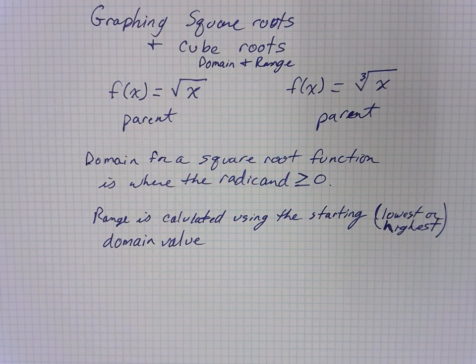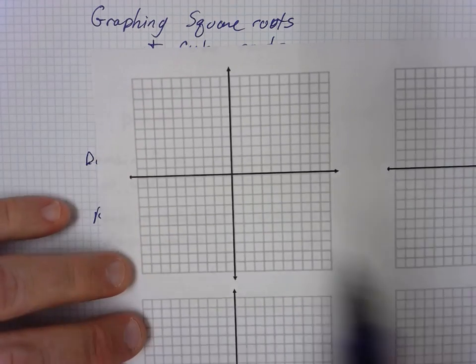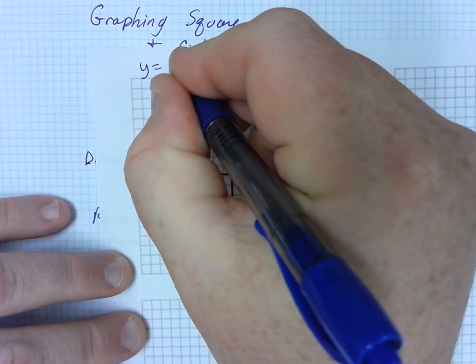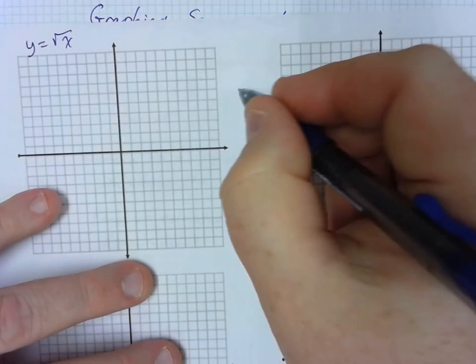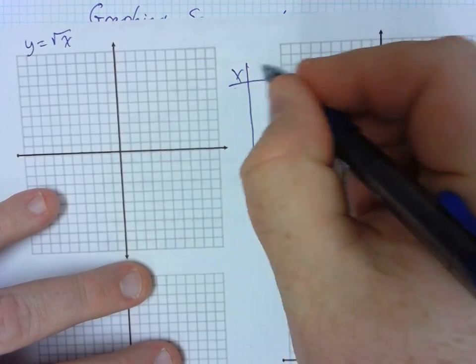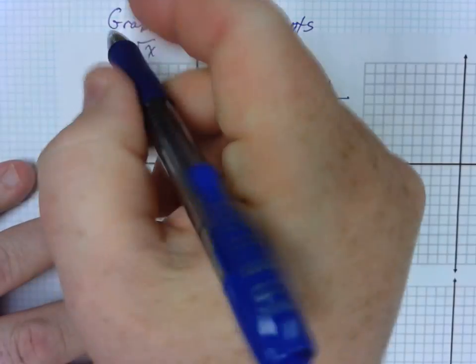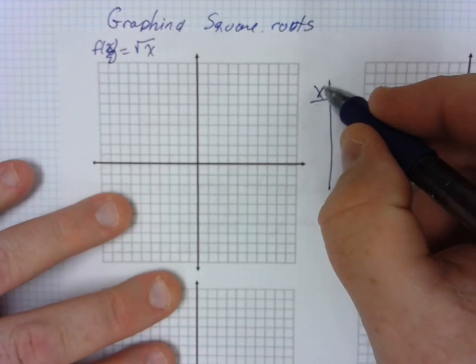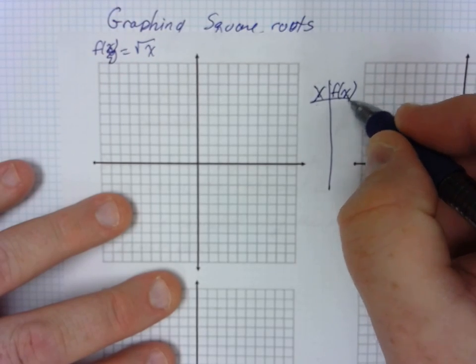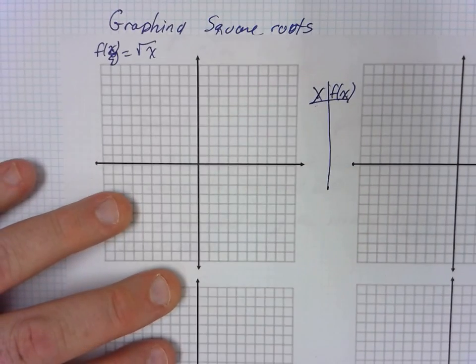Now the official way to figure out how to graph a square root is to create a table of values. So we're going to do the square root of x, and we're going to come up with a table of values here. Let's go with x here, and you know what, I'm going to change that to f of x. f of x is the output, so I've got x here, and I've got f of x there. That's really like the y values.